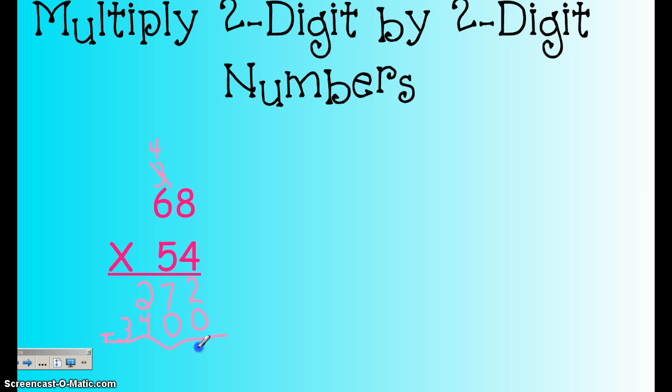2 plus 0 is 2. 7 plus 0 is 7. 2 plus 4 is 6. And 3 comes straight down. So my product is 3,672.